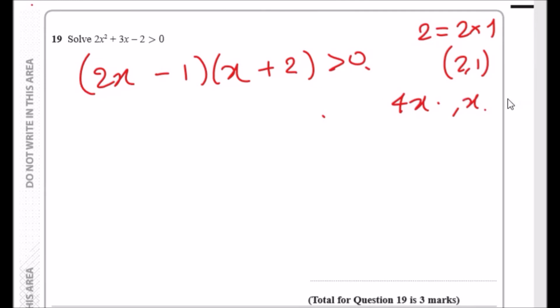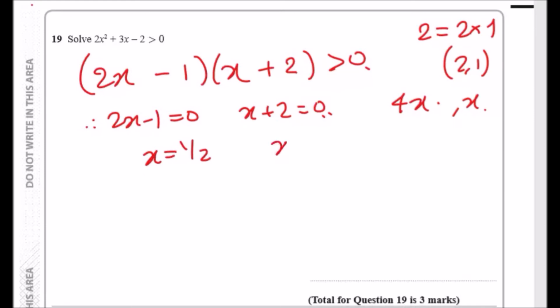Now we factorize everything. We just simply have to solve this now. So firstly, what do we have? We got 2x minus 1 equal to 0, and x plus 2 equal to 0. Solving this, just make x the subject. So plussing 1 divided by 2, you get half here, and doing the same here, you get negative 2. So these are your critical values.